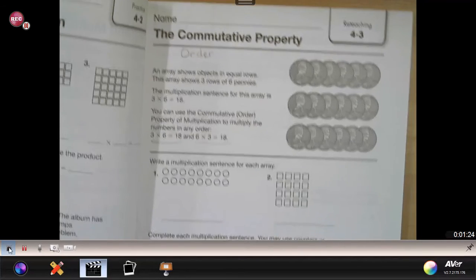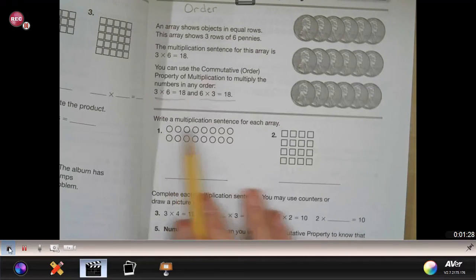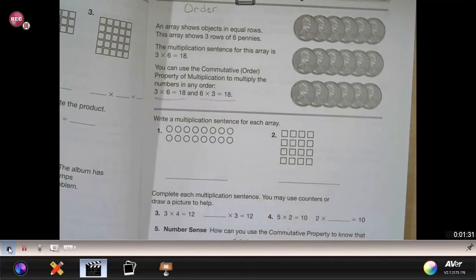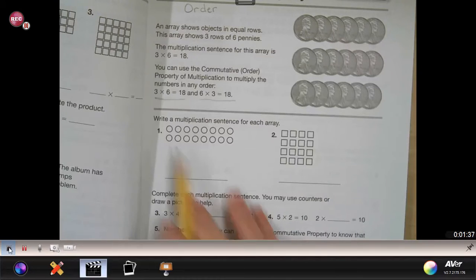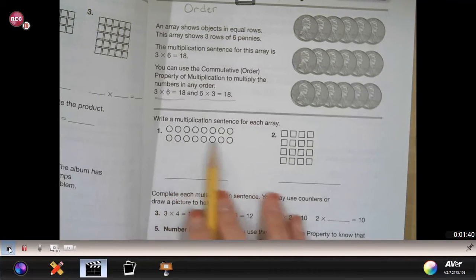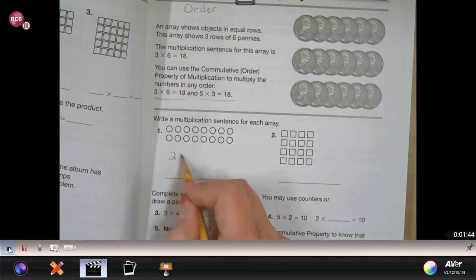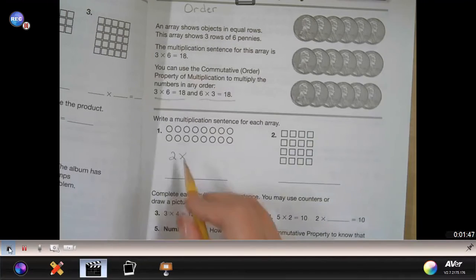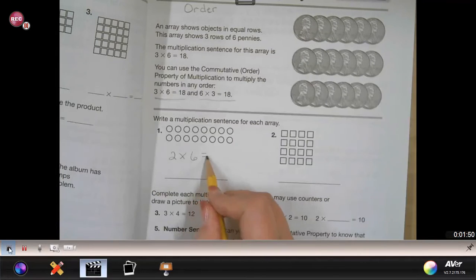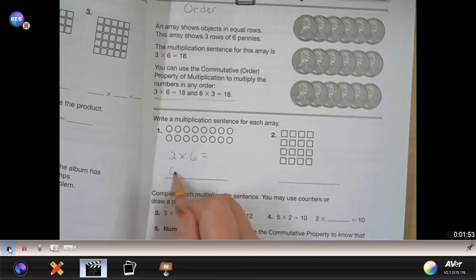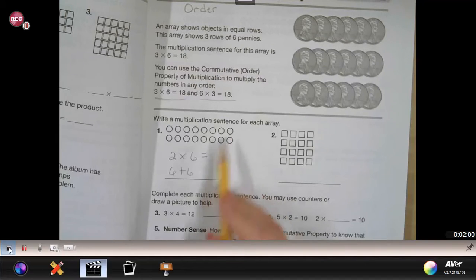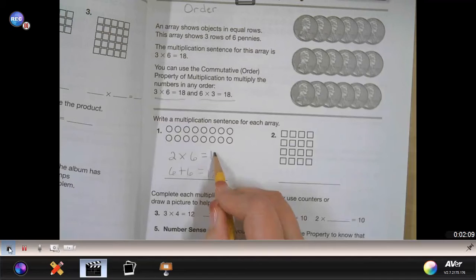Now when you go to complete your assignment, it says write a multiplication sentence for each array, but I also want you to write an addition sentence to go with it also. So remember that. We have 2 rows here, so that factor is going to be 2, and I have 6 in each row, and of course we can add 6 plus 6 because there's 6 circles in the first row and 6 circles in the second row. And when we add 6 plus 6, we get 12. So 2 groups of 6 is going to be 12.